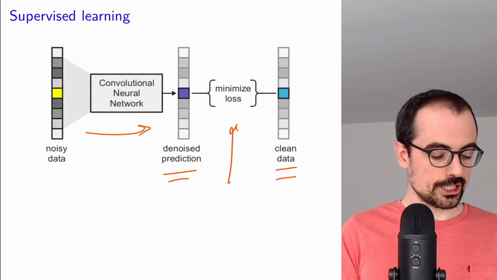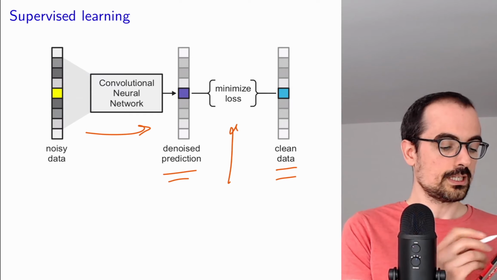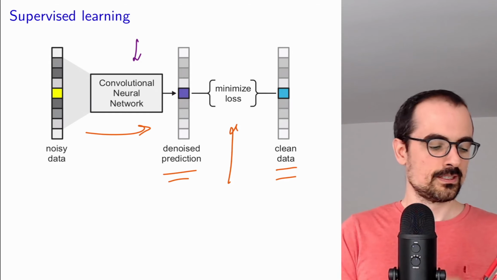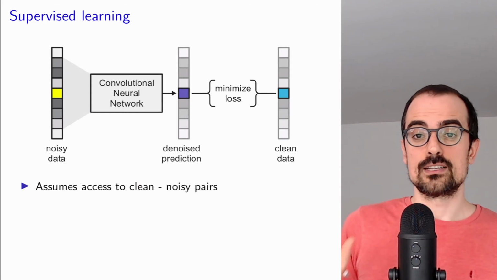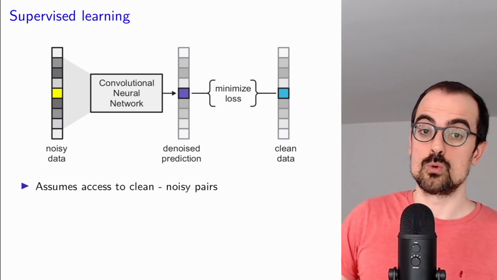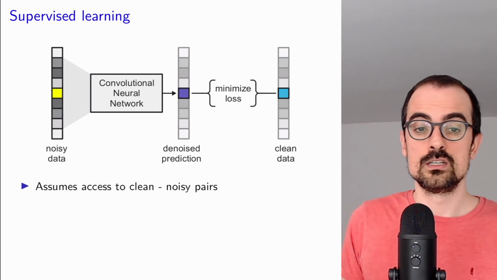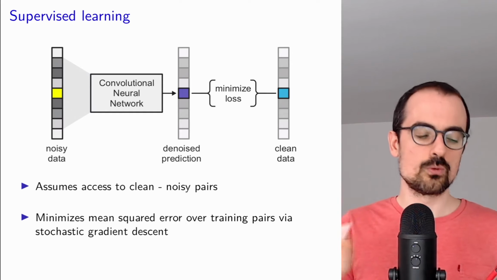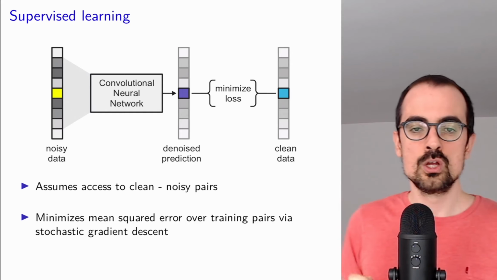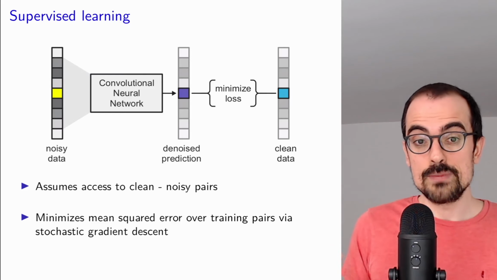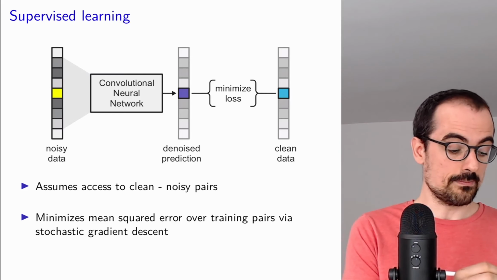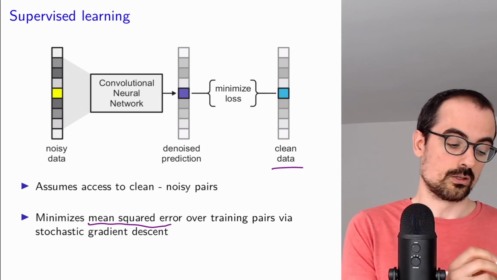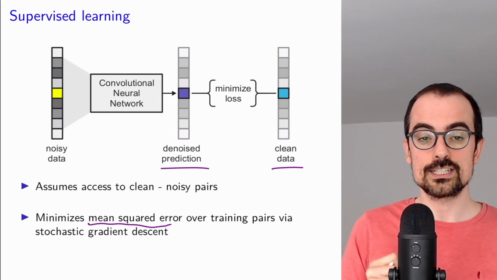And then we try to adjust the parameters in the neural network to improve that error over many, many, many examples. This assumes access to clean and noisy pairs. In a follow-up video, we will talk about what happens if you only have noisy data, which is often the case in practice. But here we will assume that we have clean examples. The idea is to minimize this loss, which is typically the mean squared error between the clean signal and the denoised prediction.